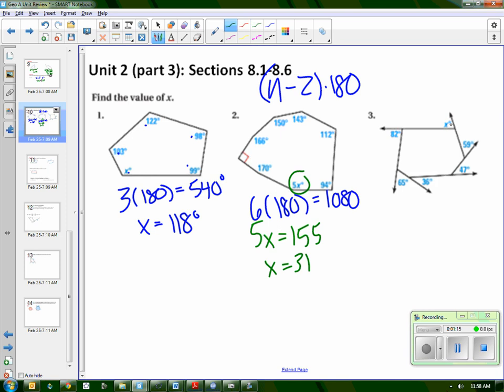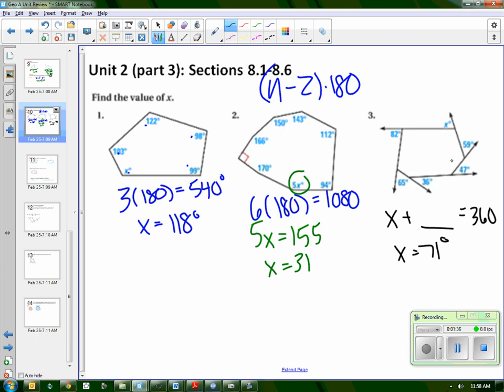The last one, we're talking about an exterior angle now. It doesn't matter how many sides you have in your polygon. The exterior angle sum of all convex polygons is going to be 360 degrees. So you do x plus all those angles, and say the total adds up to 360, and you're going to get 71 for x.